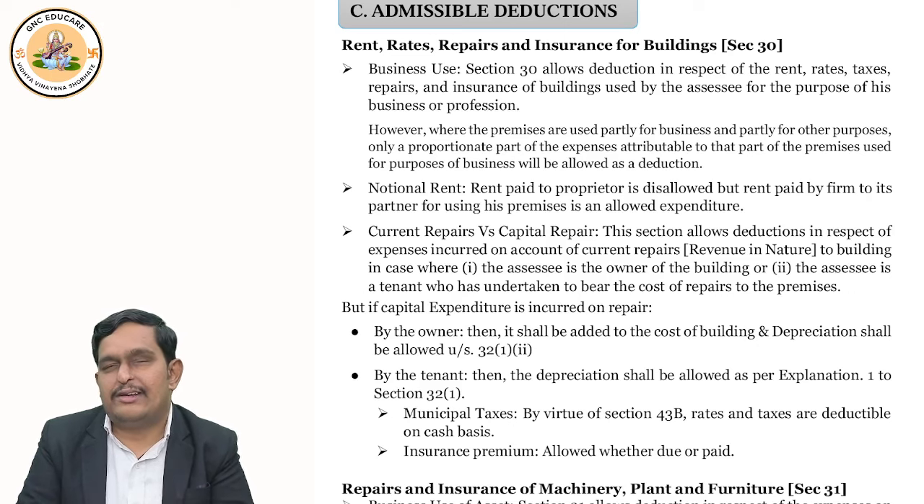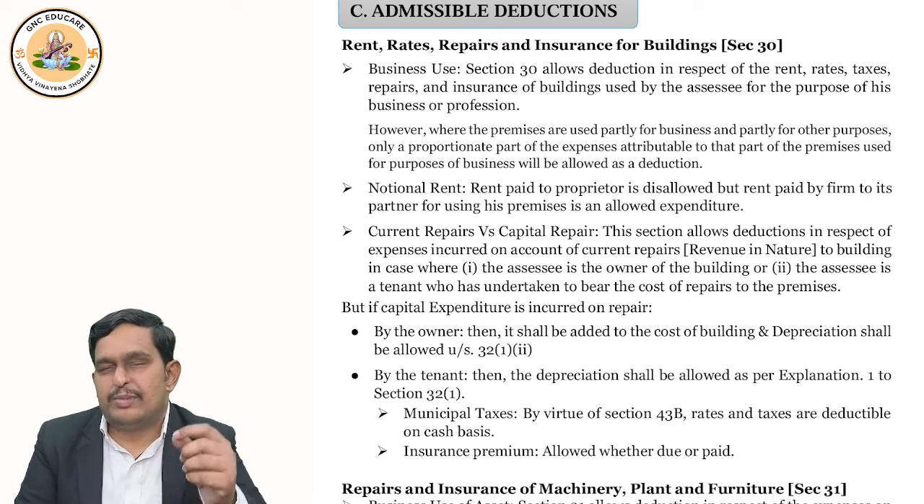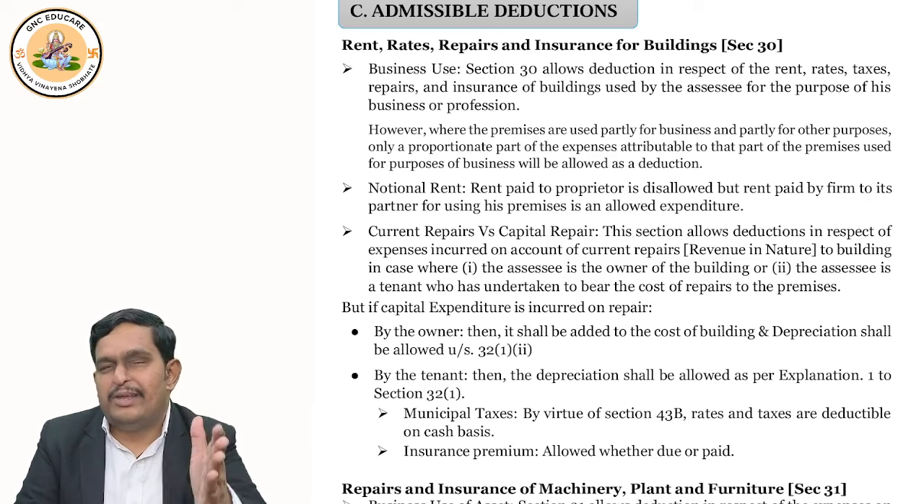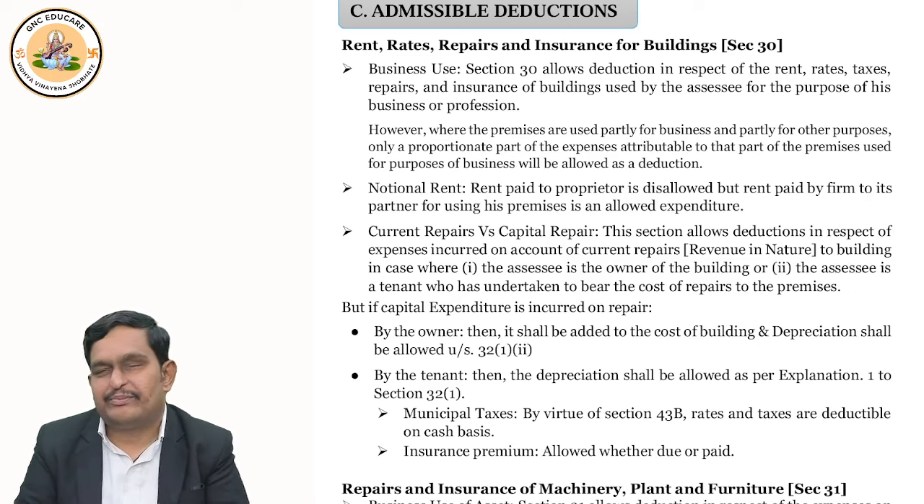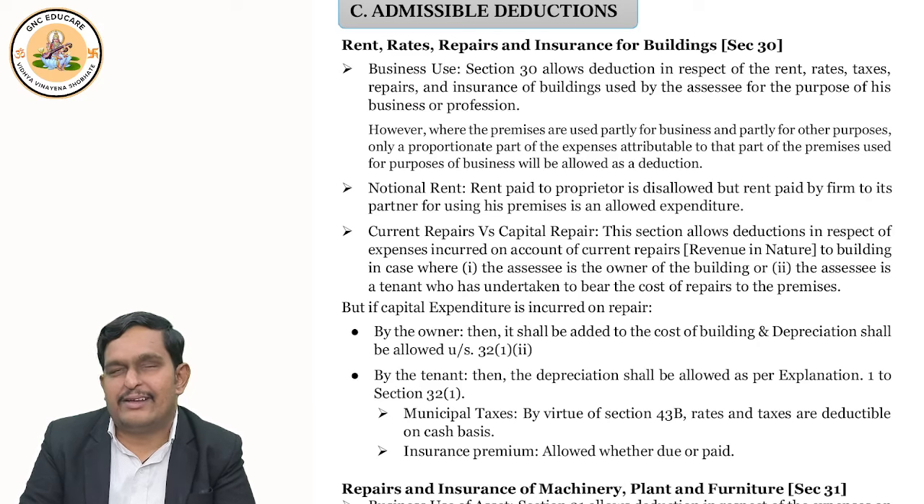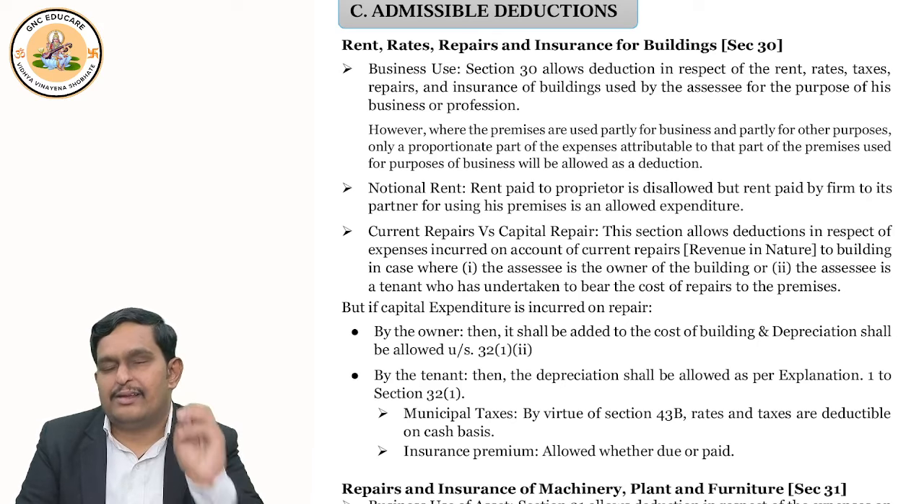Even if you are paying rent to a partner, suppose the building is used by the firm for partnership business and the building is owned by one of the partners. So the firm is paying rent to the partner. In that case, in the firm's accounts, the rent paid will be treated as expenditure. It is allowed as deduction. And for the partner, it is income from house property.